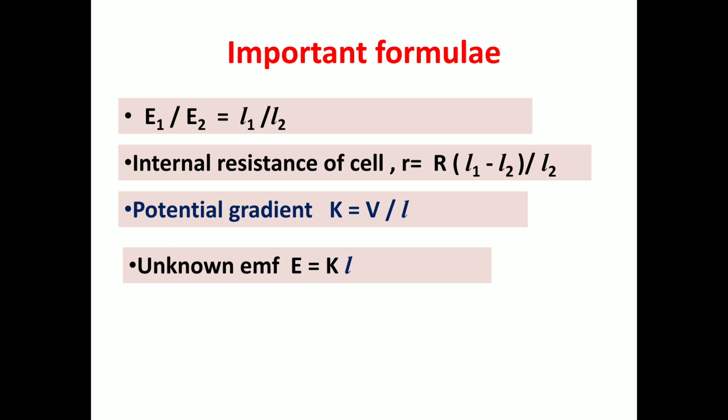Now, some important formulas related to this topic. E1 upon E2, that is the ratio of EMF of two cells, is equal to the ratio of the lengths of their two portions. Then internal resistance of the cell r is equal to R, sorry, R into (L1 minus L2) upon L2. Third, potential gradient K is equal to V by L. Fourth, unknown EMF E is equal to K into L.